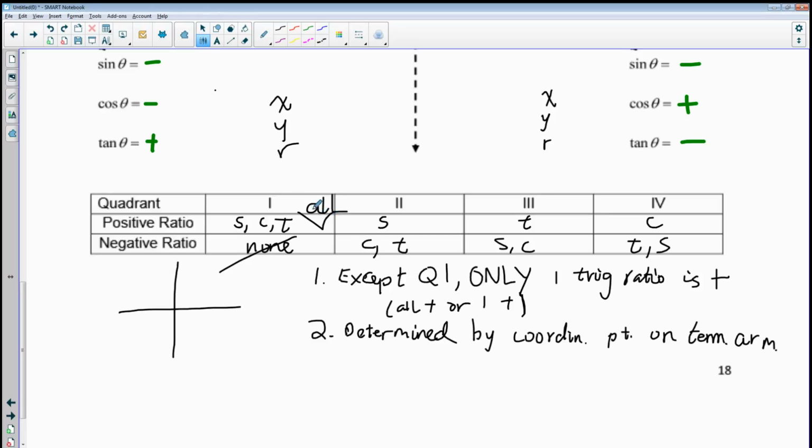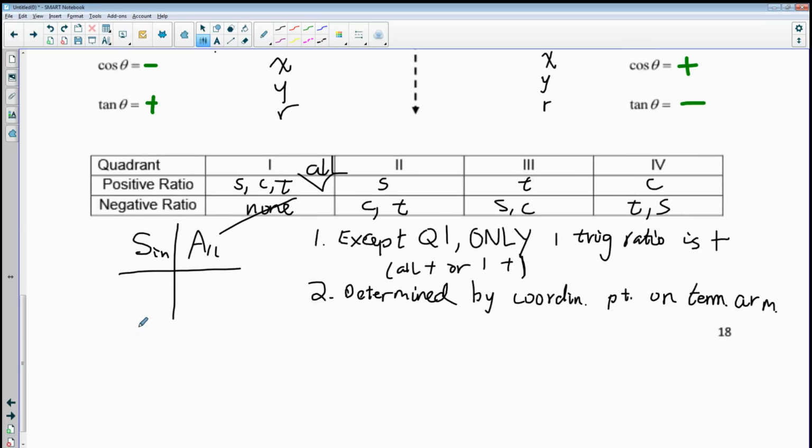All right. In quadrant 1, all is positive, so all positive. Quadrant 2, only sine is positive, so sine is positive. Quadrant 3, only tangent is positive, so tan is positive. And the last one, only cosine is positive. Or if we simplify that, we just remember A, S, T, C.